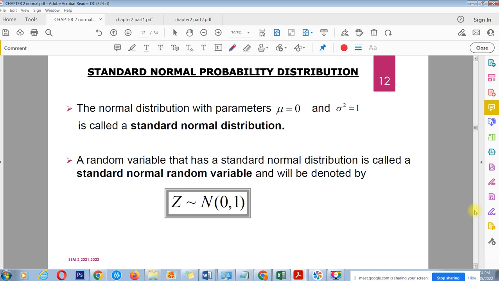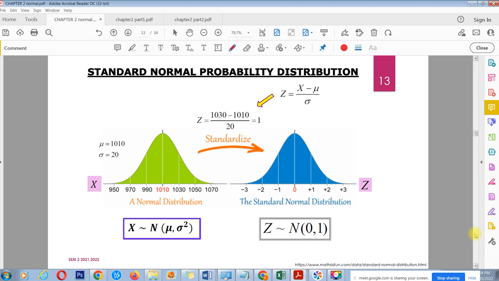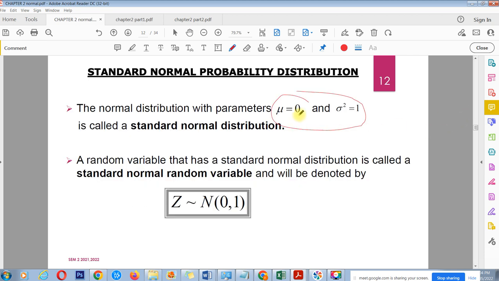Next is the standard normal probability distribution. We have this notation: a normal distribution with parameters mu 0 and sigma squared equals 1 is called a standard normal distribution. Why does this appear? Later you will see the consequence. We want to shift this graph to the standard normal distribution, for which we only deal with 0 and 1, so the values are in between that.